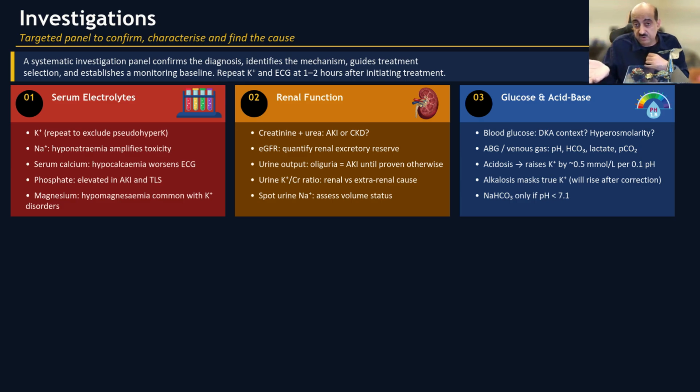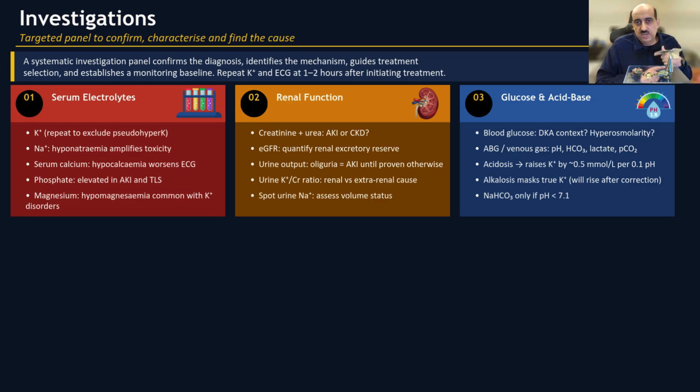It may be primary renal or secondary renal due to some other reasons. eGFR will tell you about the long-term status of the kidney function in terms of CKD. Urine output will tell us whether it's oliguric AKI, non-oliguric AKI, etc., or even obstructive nephropathy. The other 2 investigations are pretty sophisticated actually. Urine potassium creatinine ratio is to differentiate between renal and extrarenal causes. If the ratio is high, that indicates the kidneys are appropriately excreting potassium.